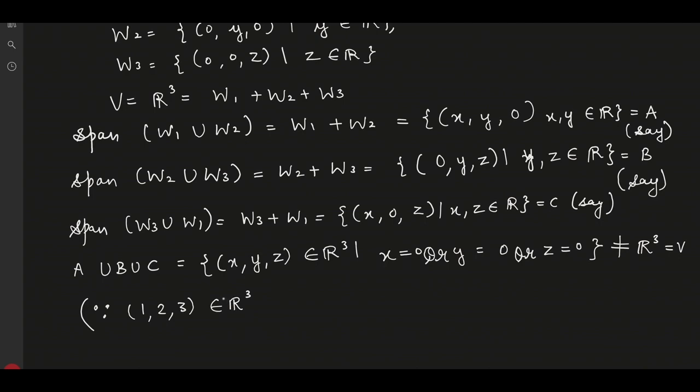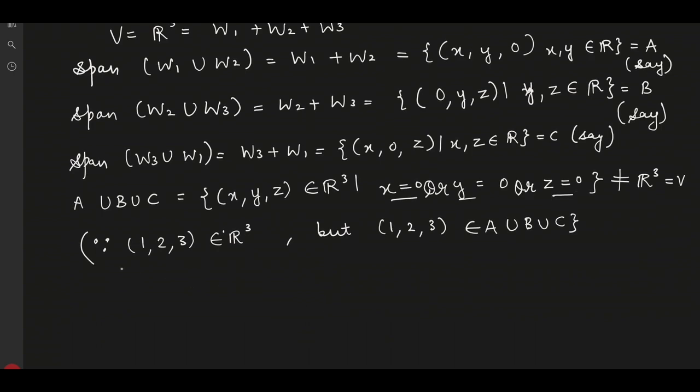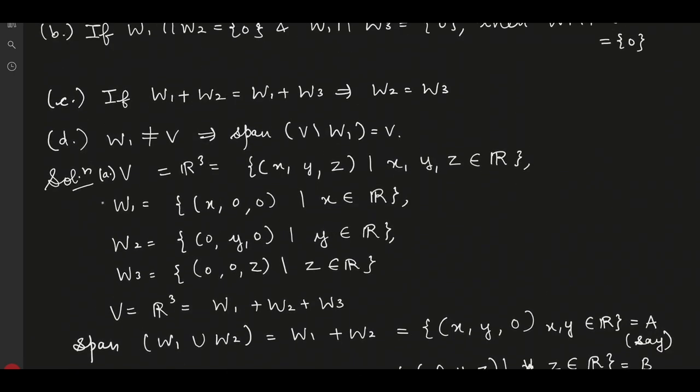W1 union W2 is a subspace only when one is contained in another. So then only it can stand. You can say like this also. So (1, 2, 3) belongs to R cube, but this element does not belong to A union B union C, because any one of the entries should be at least 0 now. So this A option is discarded.